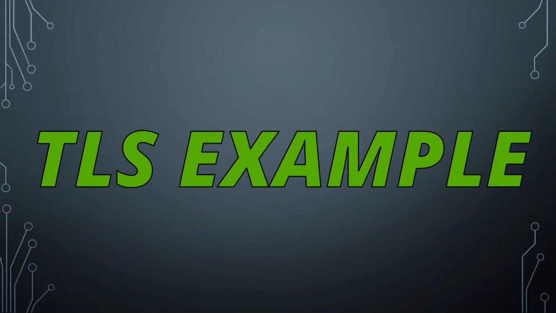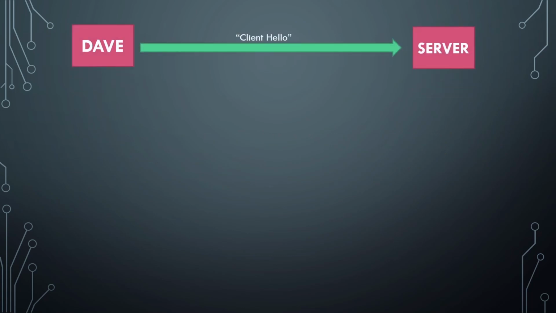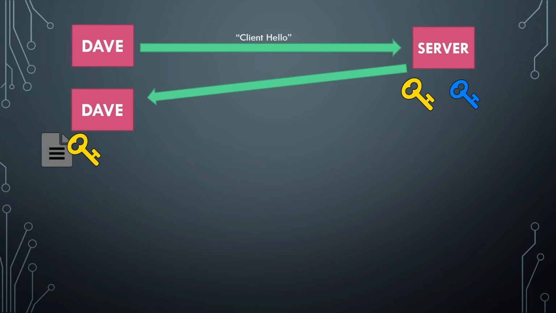Now, how are these two methods used in TLS? Dave initiates the conversation between him and the server by sending a client hello message. The server then generates a public key and a private key, then sends to Dave its digital certificate with the public key. Dave verifies the certificate of the server using trusted certificate authorities. Once Dave knows that the server is not fraudulent, the initial handshake is completed.